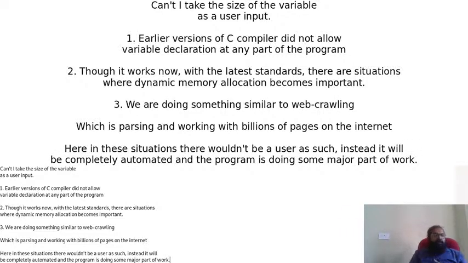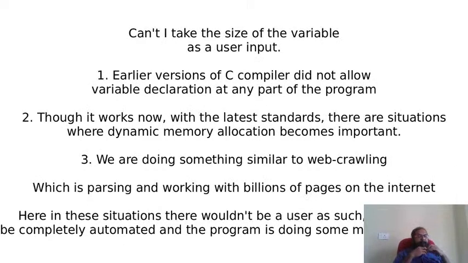Okay, so Sanjay More. Yes, sir. Right now I have tried to explain from the first 2 points, 1 and 2 over here, that although earlier versions of C compilers did not allow variables to be declared other than at the top of the program, nowadays it is not the case. You can declare the variables in the middle of the program as well.